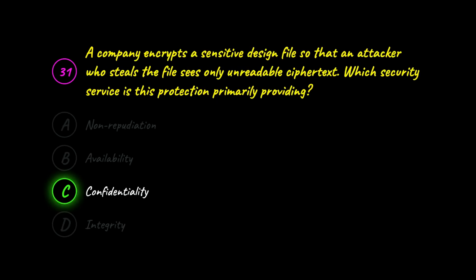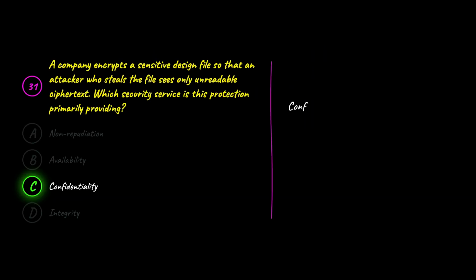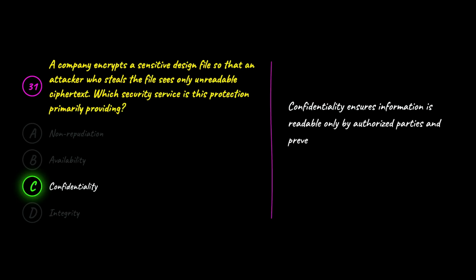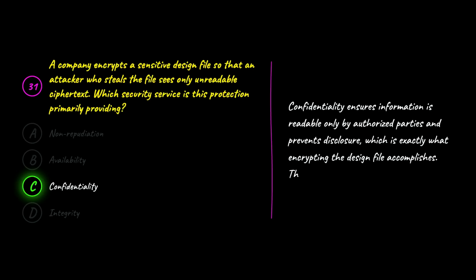The correct answer is C. Confidentiality. C is correct because confidentiality ensures information is readable only by authorized parties and prevents disclosure, which is exactly what encrypting the design file accomplishes. The thief sees ciphertext rather than the protected content.